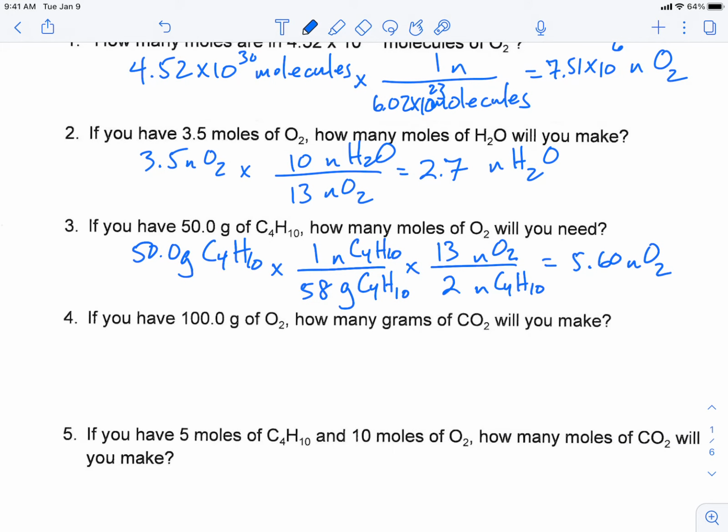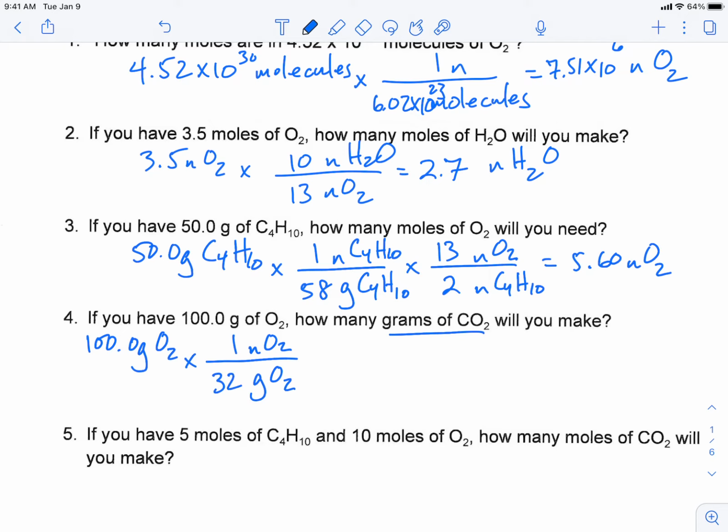Problem number 4 says if we have 100 grams of O2, that's our given, we want to know grams of CO2. So first we're comparing different chemicals. We have to use the equation. Equation's in units of moles, so we're first going to convert our units of grams of O2 into moles of O2. Grams of O2 on the bottom, so our units cancel. The units of moles per gram tells us we're using the numbers our molar mass.